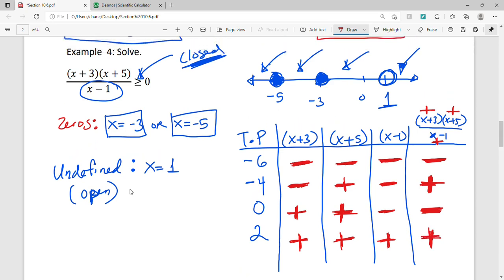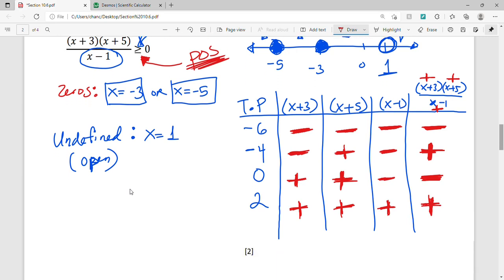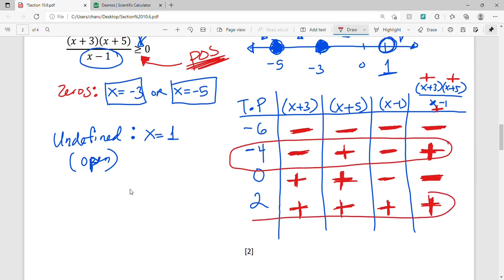What do we want as a solution? If I look at the inequality, I want all of these to produce a number that's greater than or equal to 0, which means I want the positive results. Looking at the end of this chart, this row has a positive result. This one is also positive. Again, I'm going to look at the end because that's the overall value of my expression.